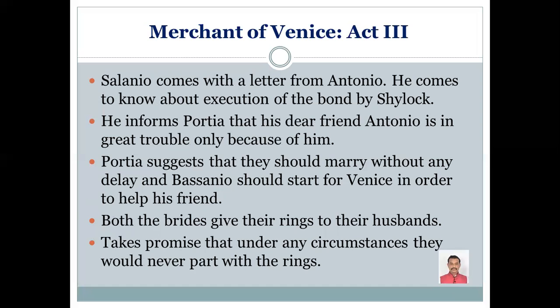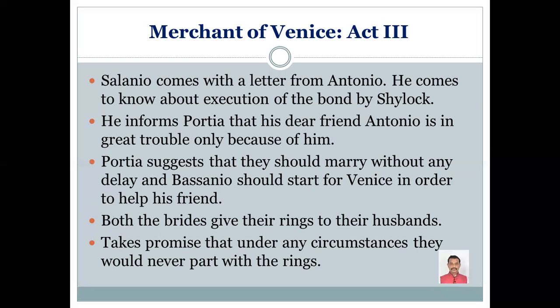From that letter, Bassanio comes to know about the execution of the bond by Shylock, and that Antonio wants to meet him before his death. Then Bassanio informs Portia that his dear friend Antonio is in great trouble only because of him, and Portia suggests that they should marry now, without any delay, and Bassanio should go to Venice in order to help his friend. He should remain present in the court when that case appears. And she also asks Bassanio to take her money in order to save the life of his good friend Antonio.